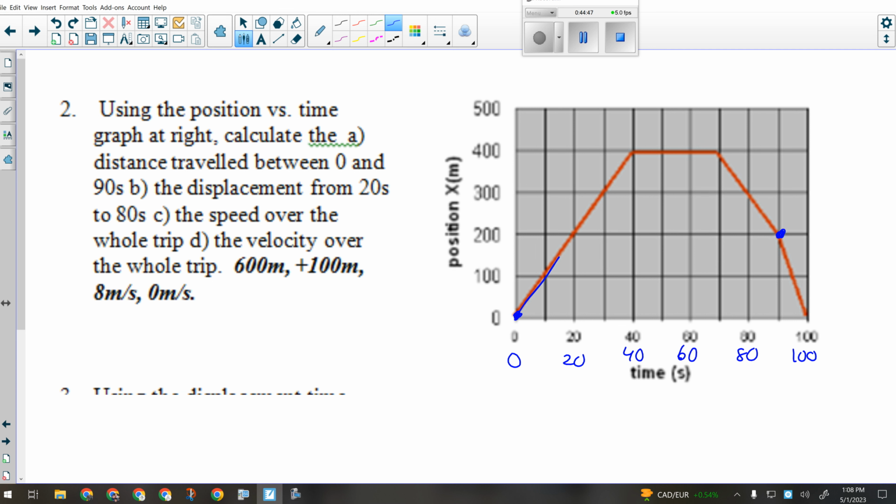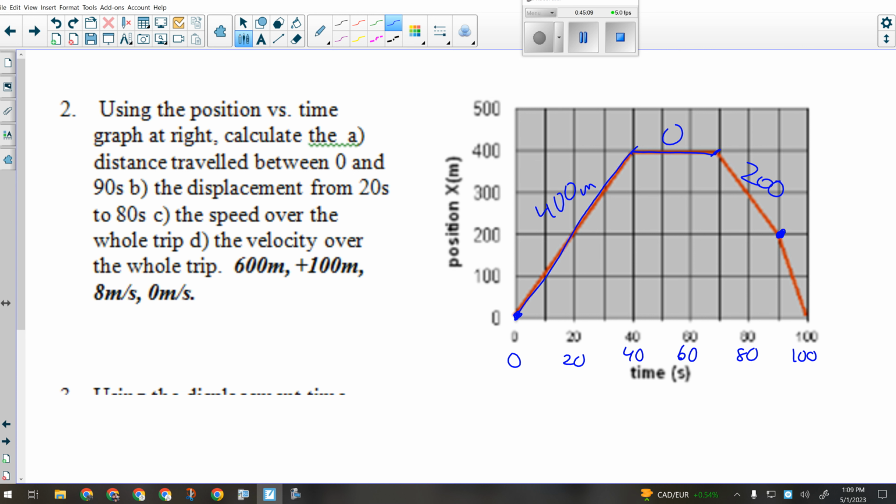In this first part here, we go from 0 to 400 meters. So how far did we go? 400 meters. And then how far did we go here? 0. And then from here we go from 400 to 200, which is another 200 meters. What's my total distance? 600 meters.